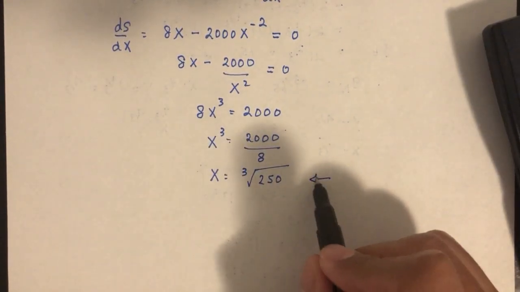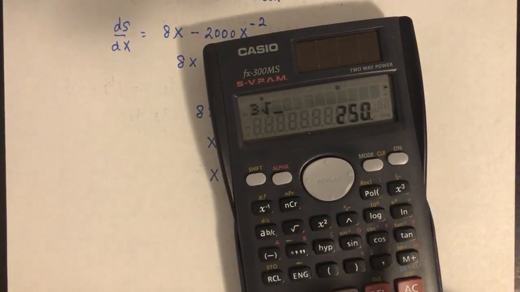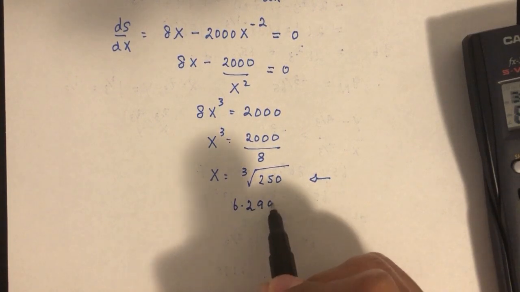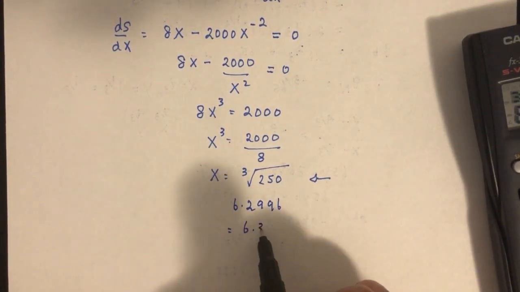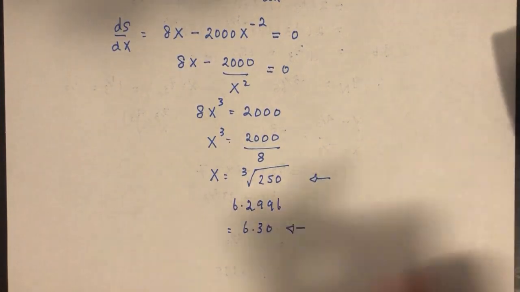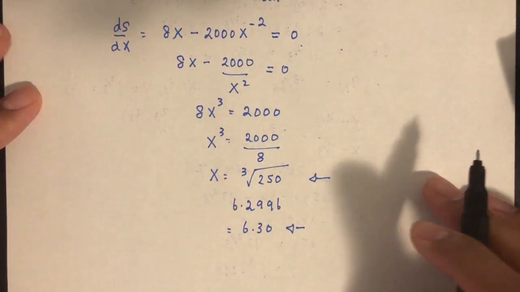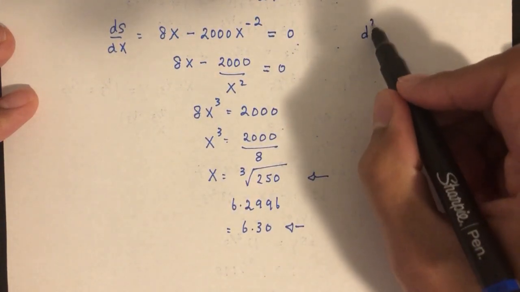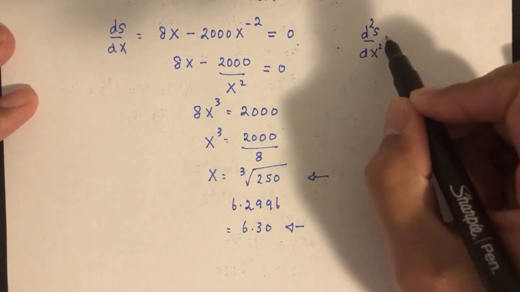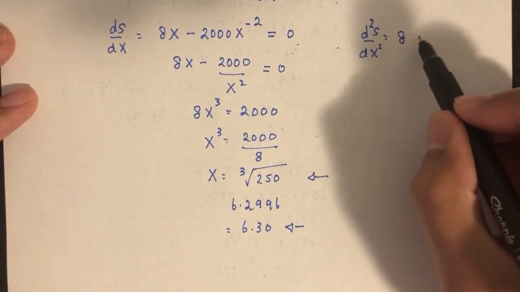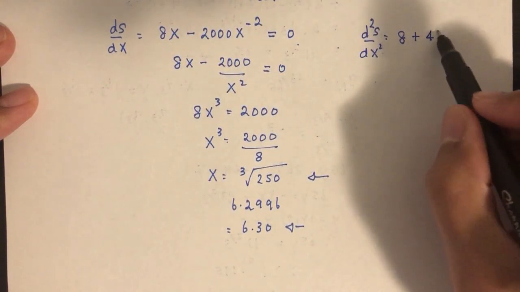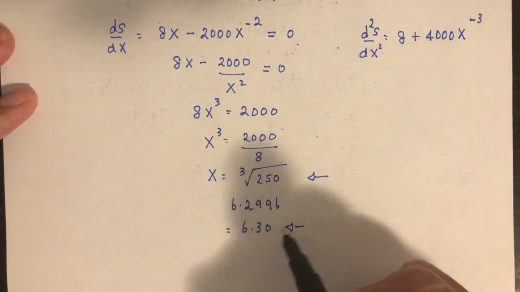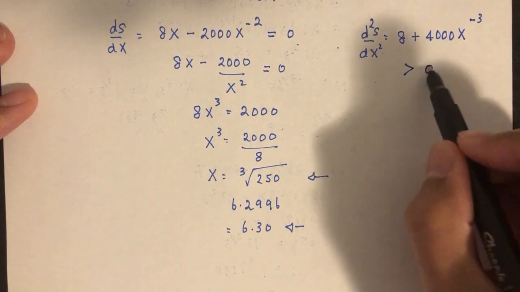So this could be your answer. Let's try to find the value. Or we can write 6.2996, which is 6.30. Now what is the nature? So for nature we have to find d2s by dx squared. That will be 8 plus 4000x to the power of minus 3. So if you replace the value of x in this, it will be more than 0.